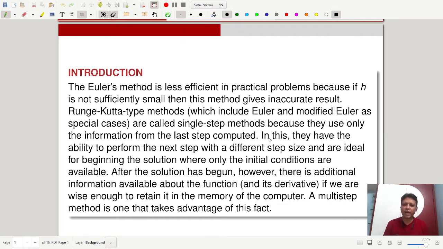After the solution has begun, however, there is additional information available about the function and its derivatives, obviously. If you are wise enough to retain it in the memory of the computer, a multi-step method is one that takes advantage of this fact. So the advantages of the Euler's method have been modified in the Runge-Kutta method.